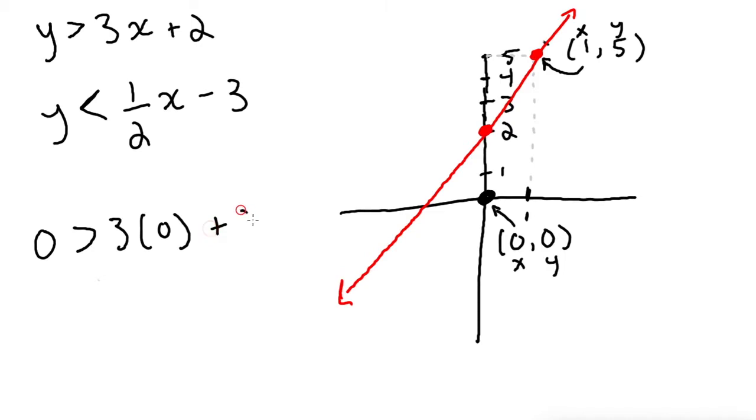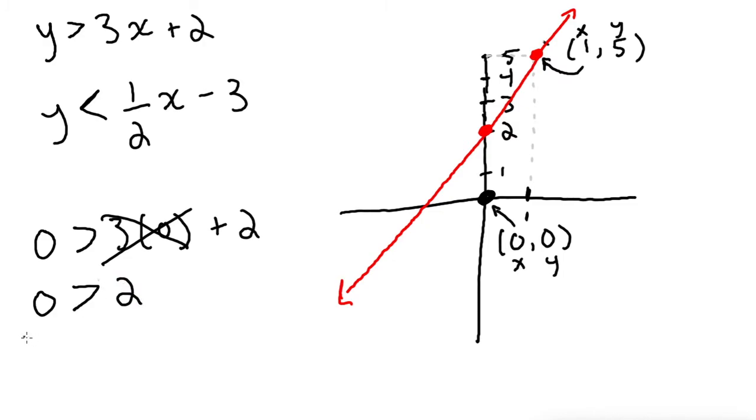And then I'm going to have plus 2. Now just solve this out. 0 is going to be greater than 3 times 0, which is 0, so this just goes away. That's why I picked this right here, so I don't have to deal with it. And then I got plus 2, so I have a 2 left over.